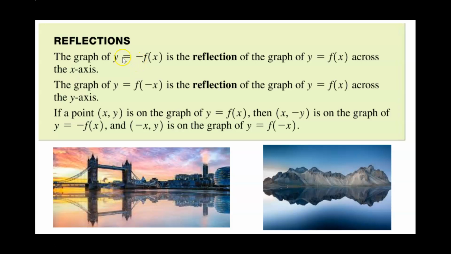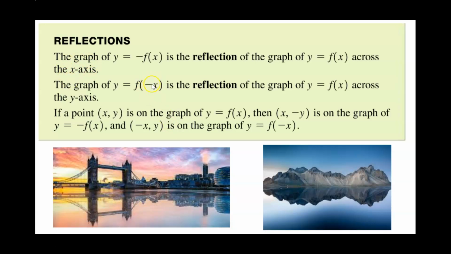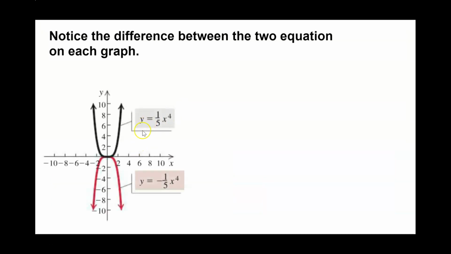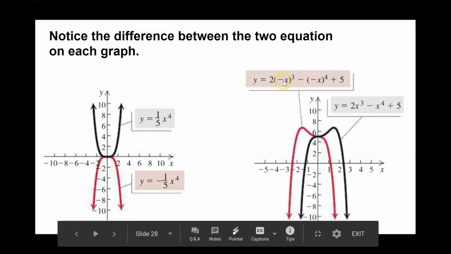If we have a negative in front of the whole function itself, then it reflects across the x-axis. If the negative is inside with the x, it reflects on the y-axis. So here's an example of flipping over the x-axis. If you take this and kind of flip it down over the x-axis, it looks exactly the same. And because we have a positive here and the negative on the outside of the function, we flip it across the x-axis.